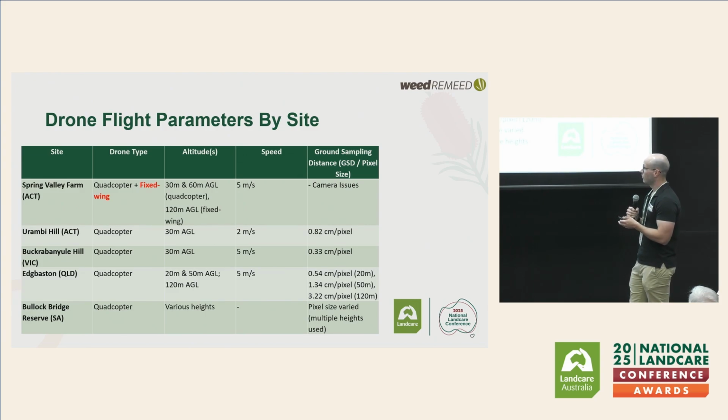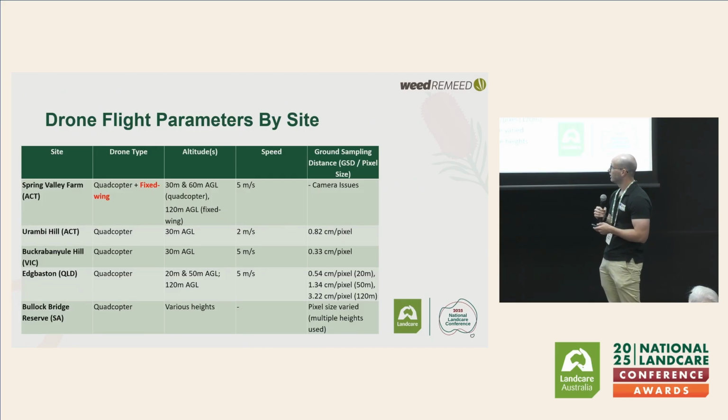With Bullock Bridge, we did a bit of a test to test the capacity of the WeedRemeed system. That's where we flew the drone at multiple heights and at different angles around the plant species. And what we expected was that if you train a model on a varied data set, it's not going to be very successful.